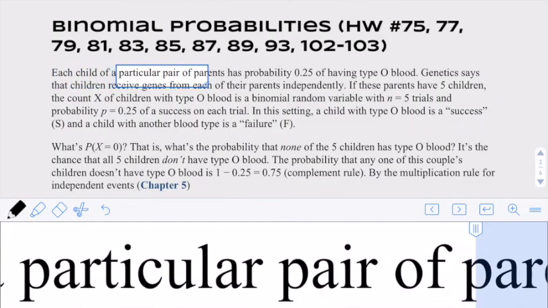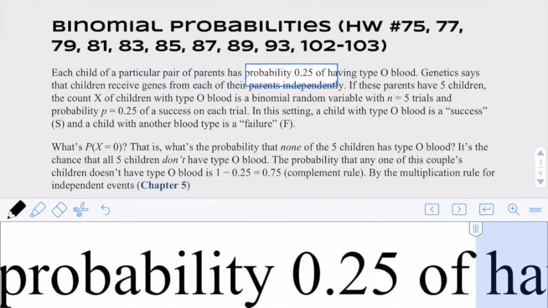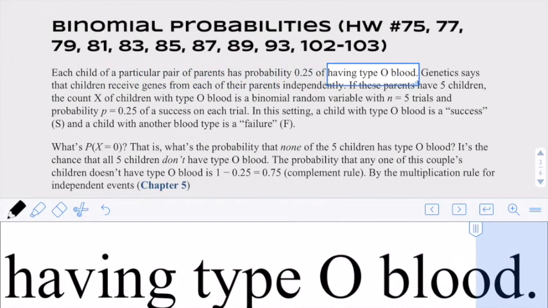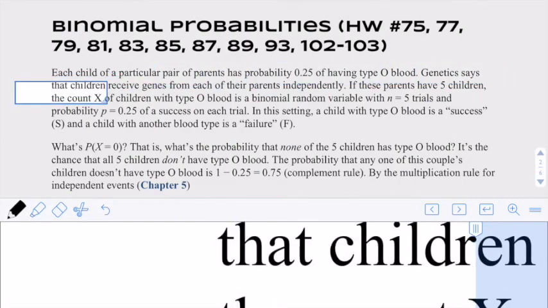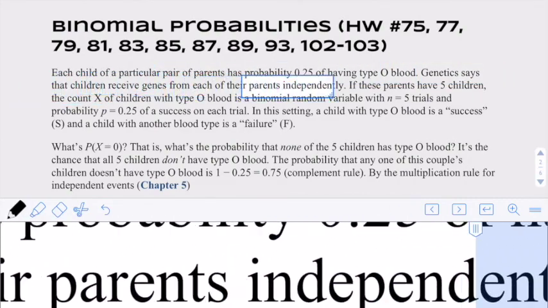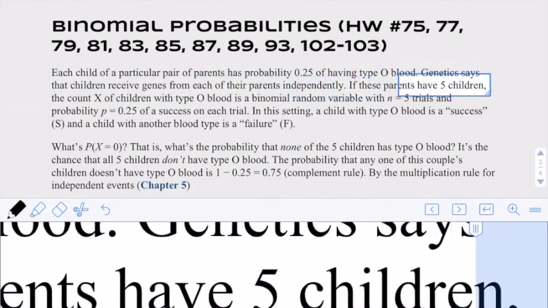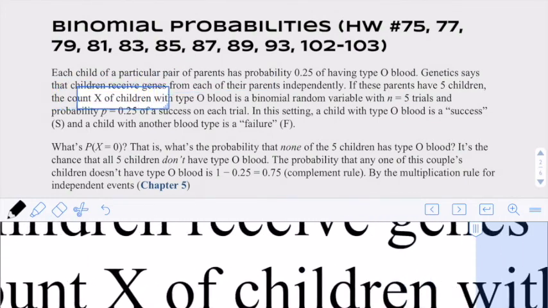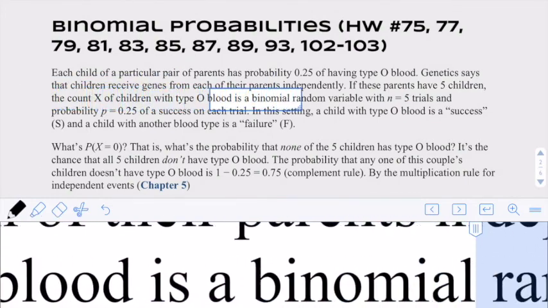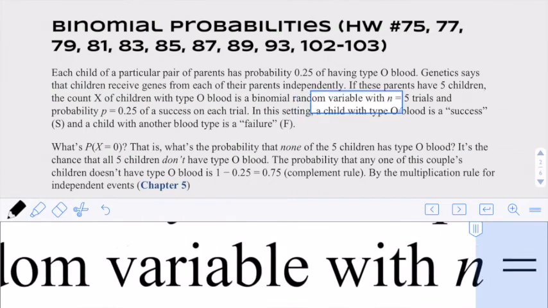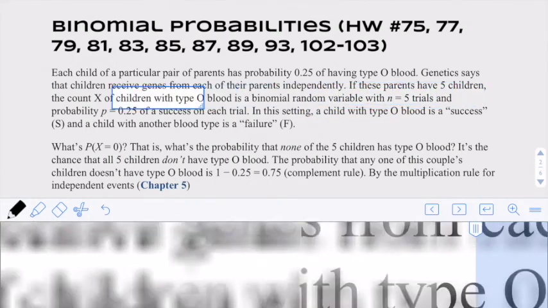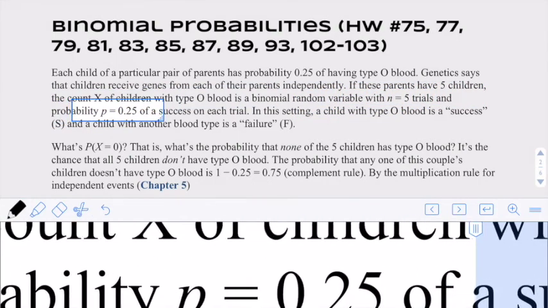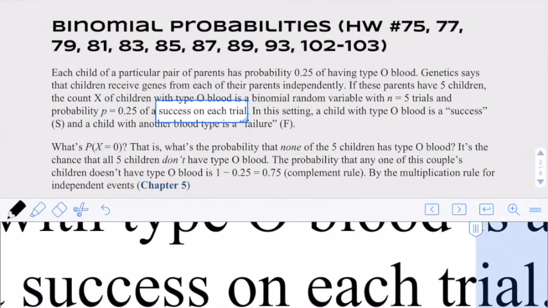Each child of a particular pair of parents has a probability of 0.25 of having type O blood. We already talked about this. Genetics says that children receive genes from each of their parents independently. If these parents have 5 children, the count X of the number of children with type O blood is a binomial random variable with n equals 5 trials and a probability p of 0.25 of a success on each trial.